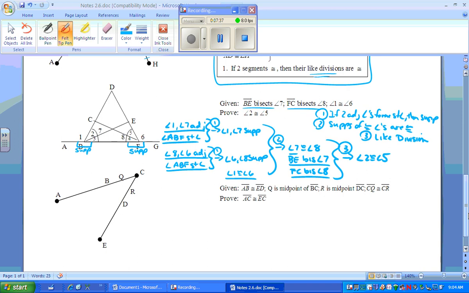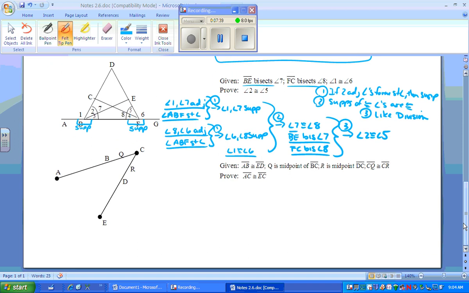Okay, I know that was challenging. There was a lot going on there. Okay, so let's look at the next example and hopefully it sinks in a little bit more. So we got AB is congruent to ED. This piece is congruent to here. Q is the midpoint. R is the midpoint.